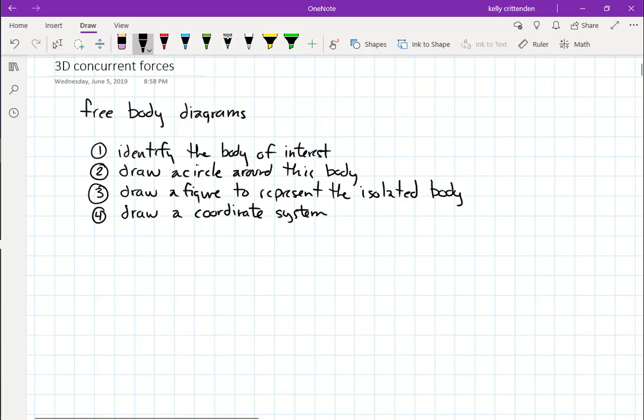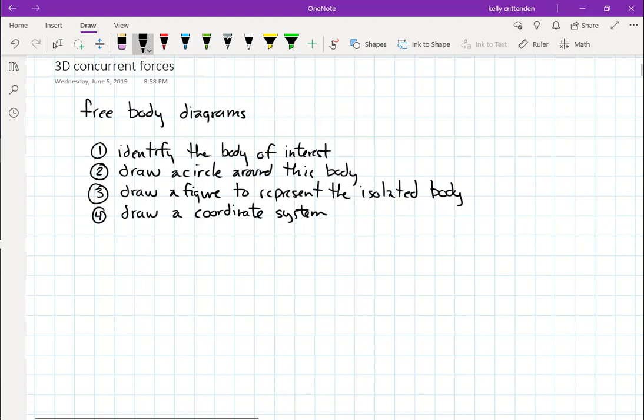So yesterday we did X and Y, 2D. You put an X axis and, 90 degrees from that, a Y axis. Today we're going to do 3D, so we'll also put a Z axis in there. You just need a reference point to measure things from and create angles and dimensions and that sort of thing. So you need a coordinate system to reference.